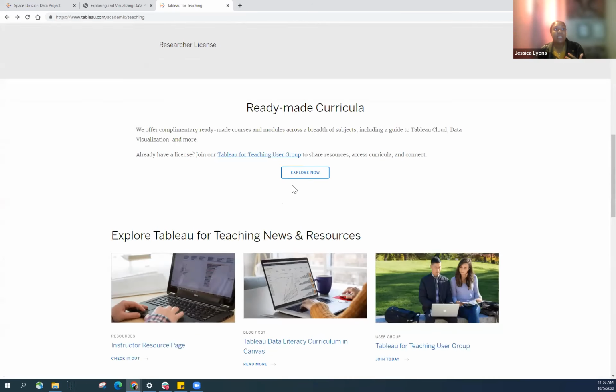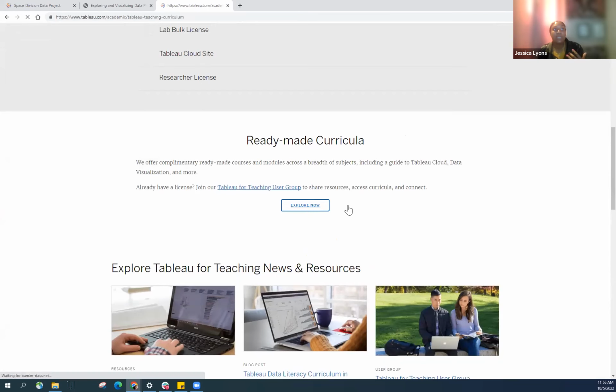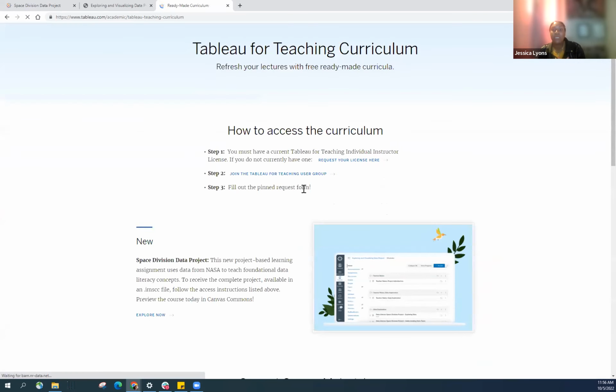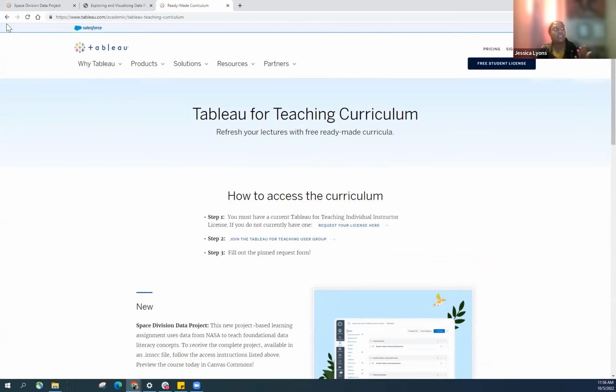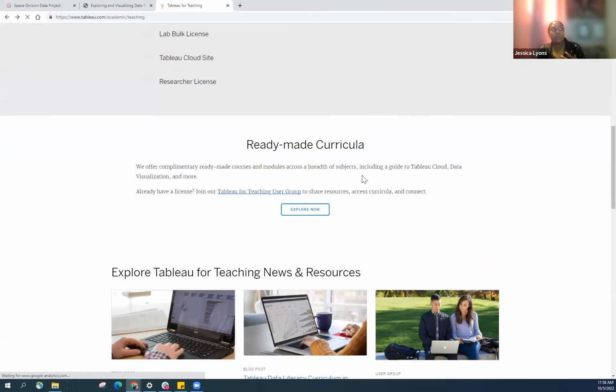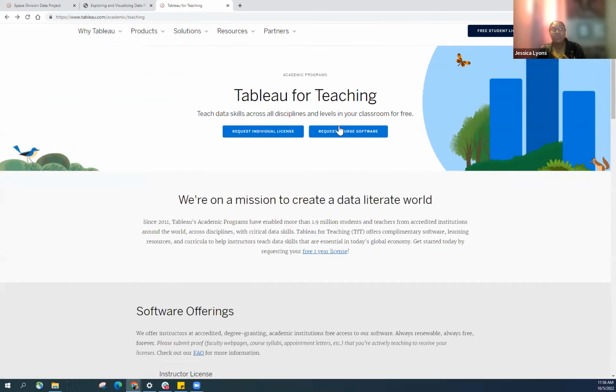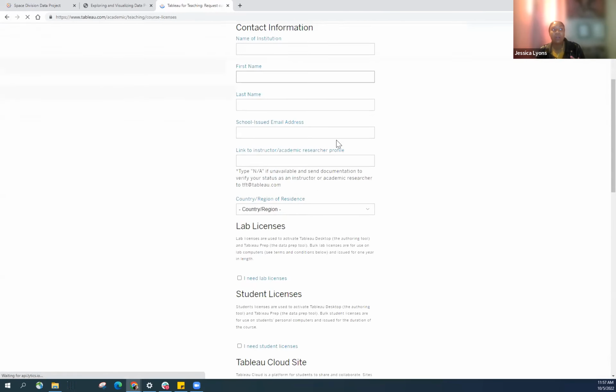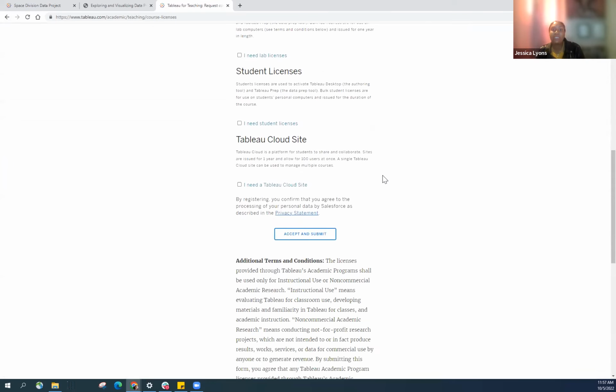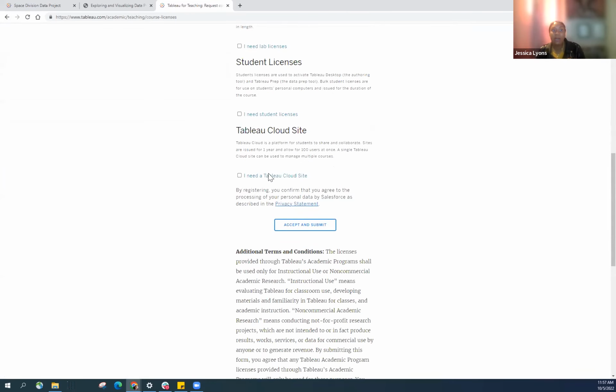Once you get that free license, you can absolutely get the ready-made course curricula. The other thing that a lot of K-12 educators are not really privy to is that we also do have course software. So if you want to actually add students and have course software, you can get that as well for completely free. We do have course software that will give you the student bulk licenses or Tableau Cloud. In addition to that, you can always use Tableau Public.